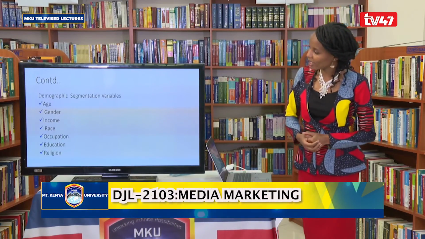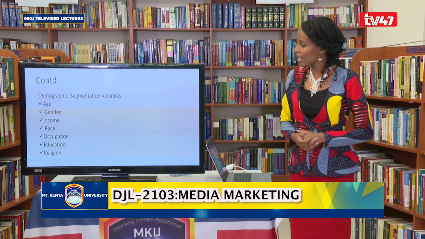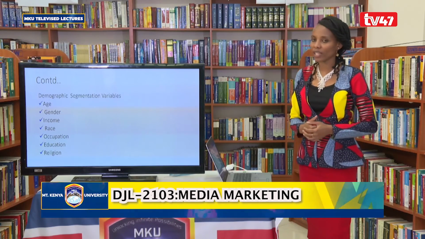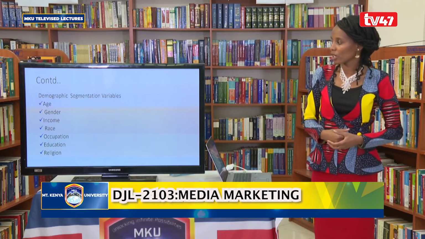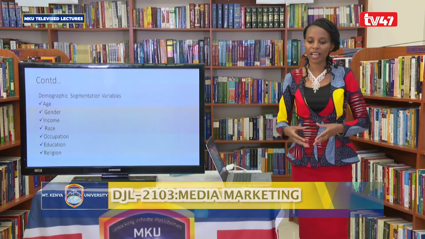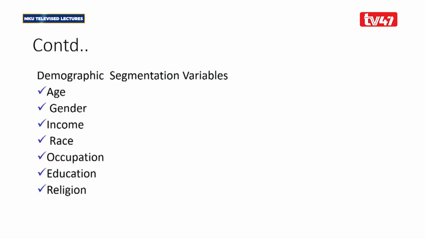To proceed, there is another variable on how you can segment your market, and this is the demographic segmentation variable. There is the age. You can segment based on the age. There are children, there are youths, there are also older people. In terms of gender, you may segment based on the gender. There is the female gender and there is the male gender. Also the income: people are segmented based on whatever they earn. There are those who may be earning below the taxable amount, and others, and you may segment based on that. Also there is the race and also occupation.